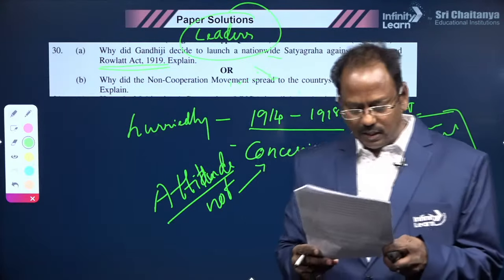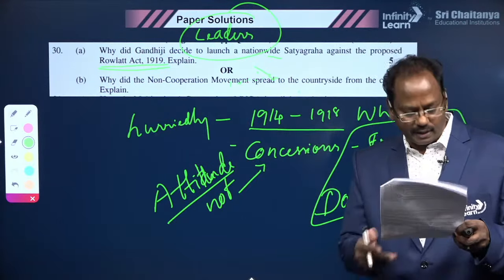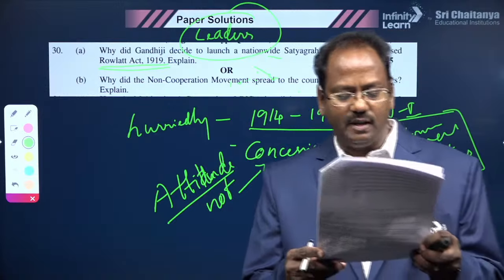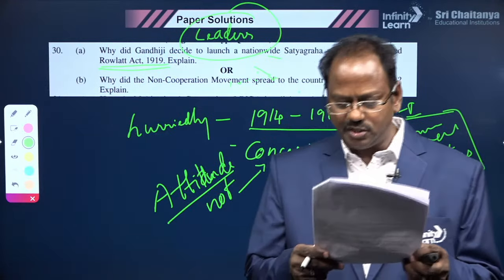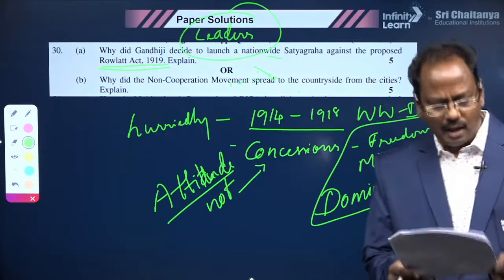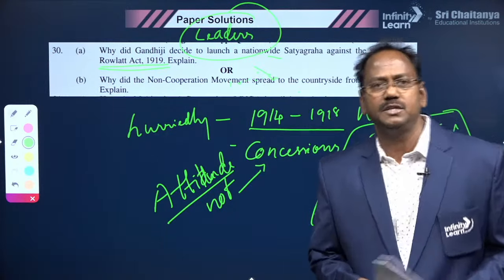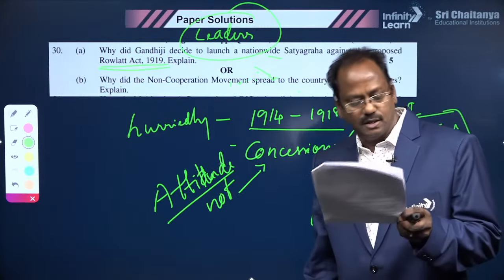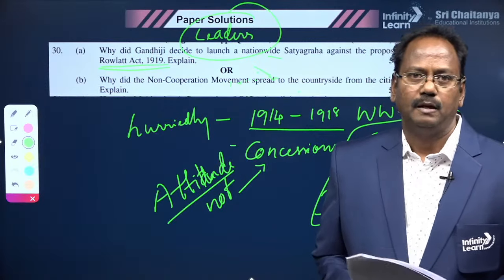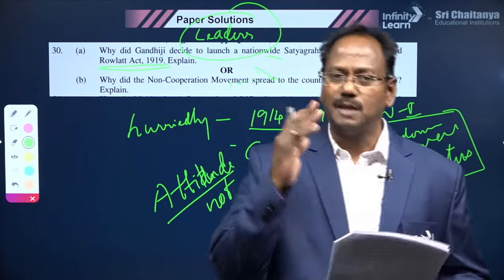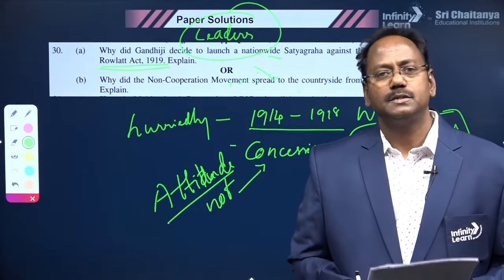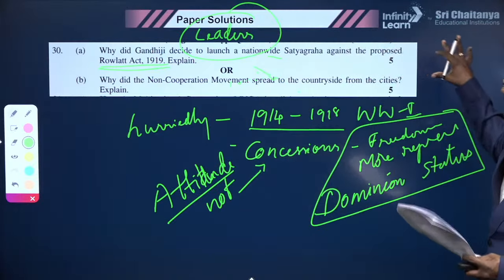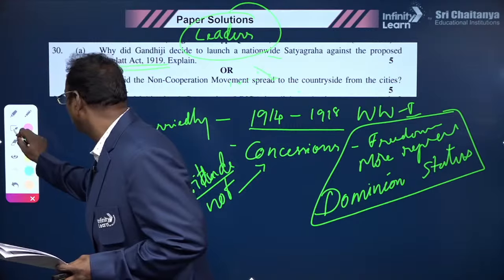So that was the reason. On 6th April, a hartal was started by Gandhiji. During this period, many rallies were organized in various cities and towns of India. Workers were on strike in railway stations and workshops, and many were closed down. In different areas, different incidents took place, and everywhere the people were raising slogans against the British. With this huge upsurge, the British brutally suppressed the movement by taking many other repressive measures. So this is all about why Gandhiji decided to launch a nationwide movement in Satyagraha against the Rowlatt Act 1919.